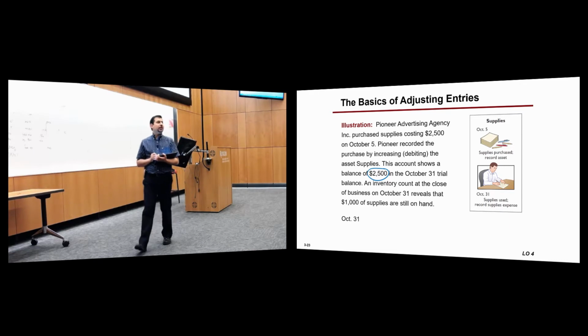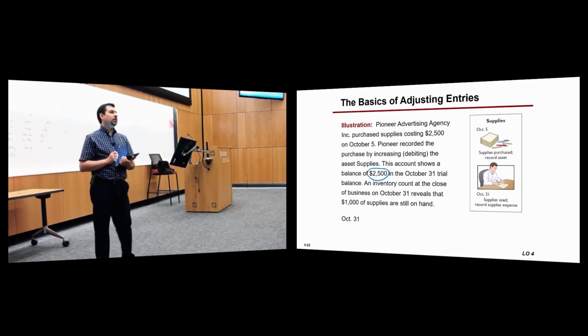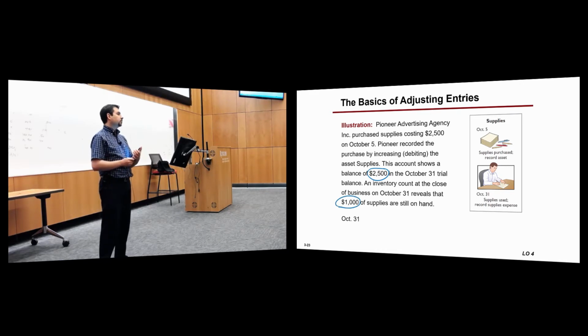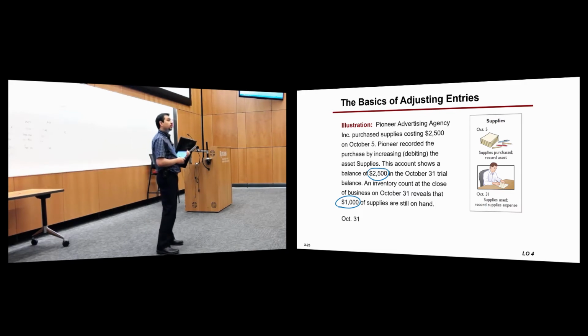In this example, the company purchased supplies for $2,500. When they counted whatever supplies they have, they found that they have supplies for $1,000. What does it mean? How much did they actually use in October? $1,500.